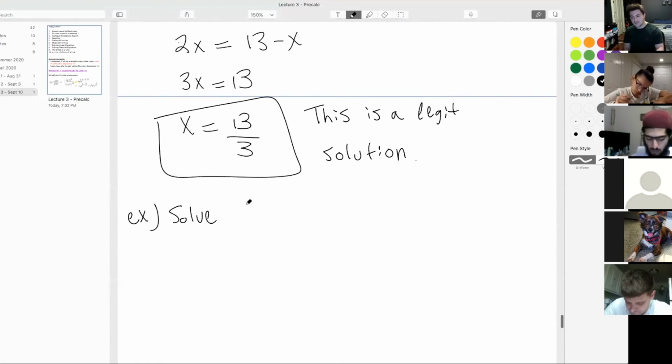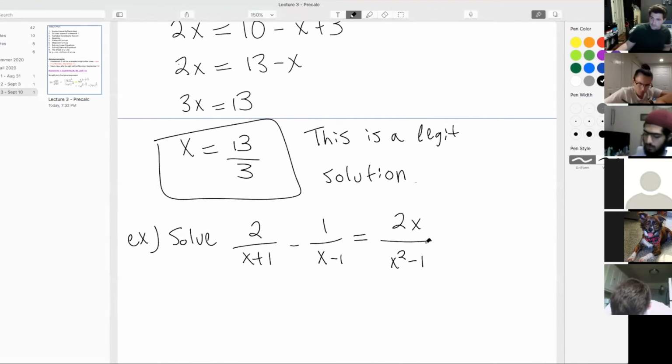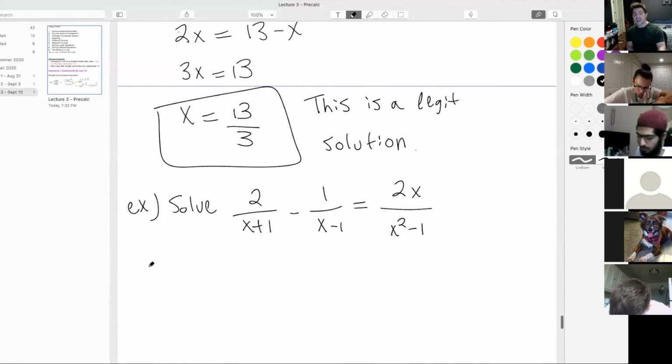Let's solve 2 over x plus 1 minus 1 over x minus 1 is equal to 2x over x squared minus 1. Okay, so remember the first step for these types of questions is to factor, okay? So first we need to factor the denominators. First factor all denominators.